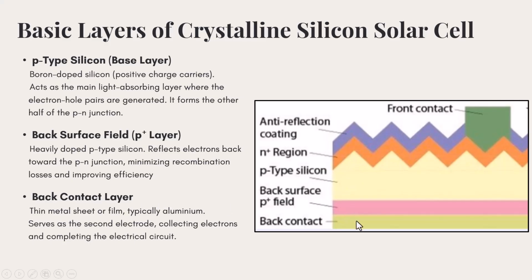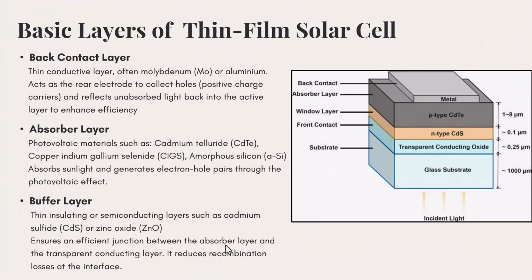And the last, we have the back contact layer. The back contact layer is made up of metal sheets or films. Typically, aluminium is used, and their function is to collect the electrons that have been generated in the solar cell and make them available to the external circuits, thereby completing the electrical circuit. Now let's look at this type of solar cell, the thin film solar cell.